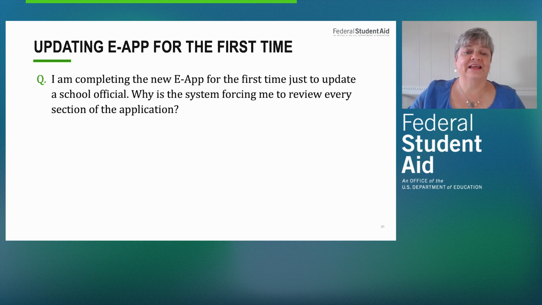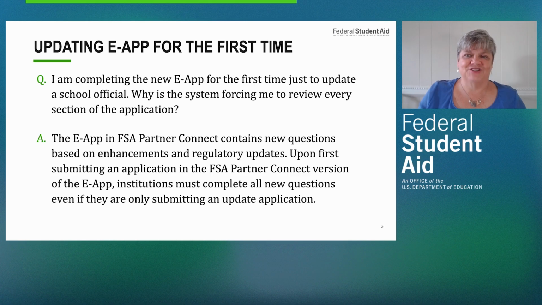A related question is, I am completing the new EAP for the first time just to update a school official. Why is the system forcing me to review every section of the application? This is a great question that you might be encountering. And the answer is that the EAP in FSA Partner Connect includes a lot of new questions. When completing the new EAP for the first time, you must answer all questions in each section that were not previously required, or the system will prevent you from submitting the application.